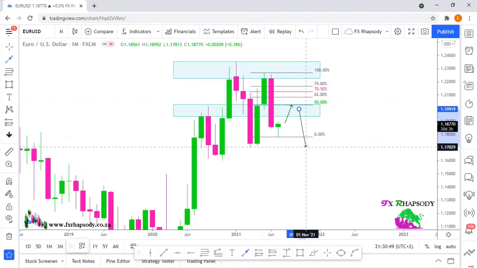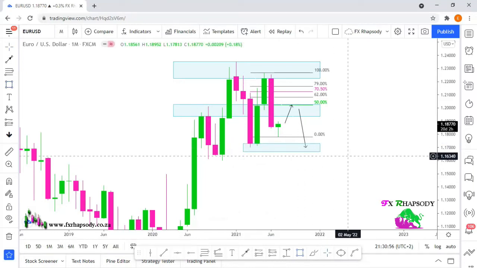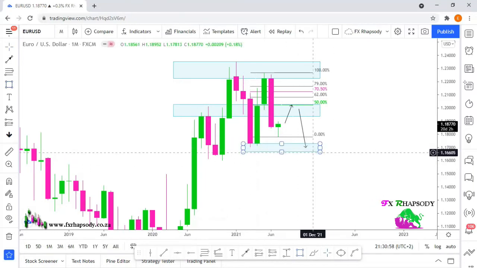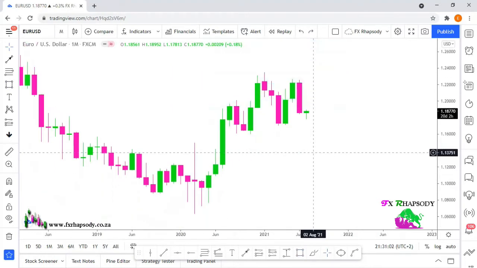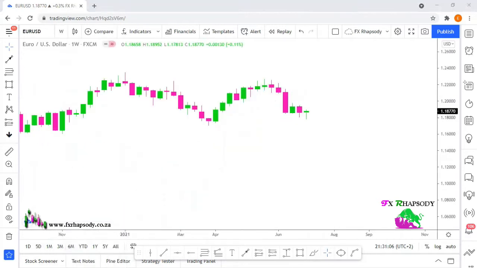Just to take out this liquidity that's in the market in this area over here. So let's just see what happens with that one. On a weekly time frame, what we can see is, like I said, we're expecting price to hop up a little bit.